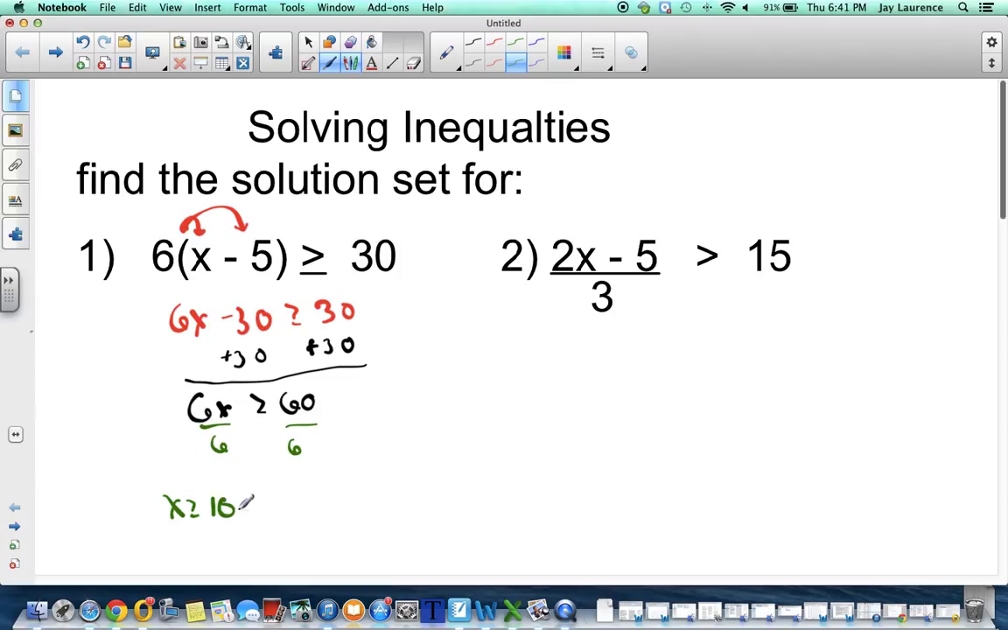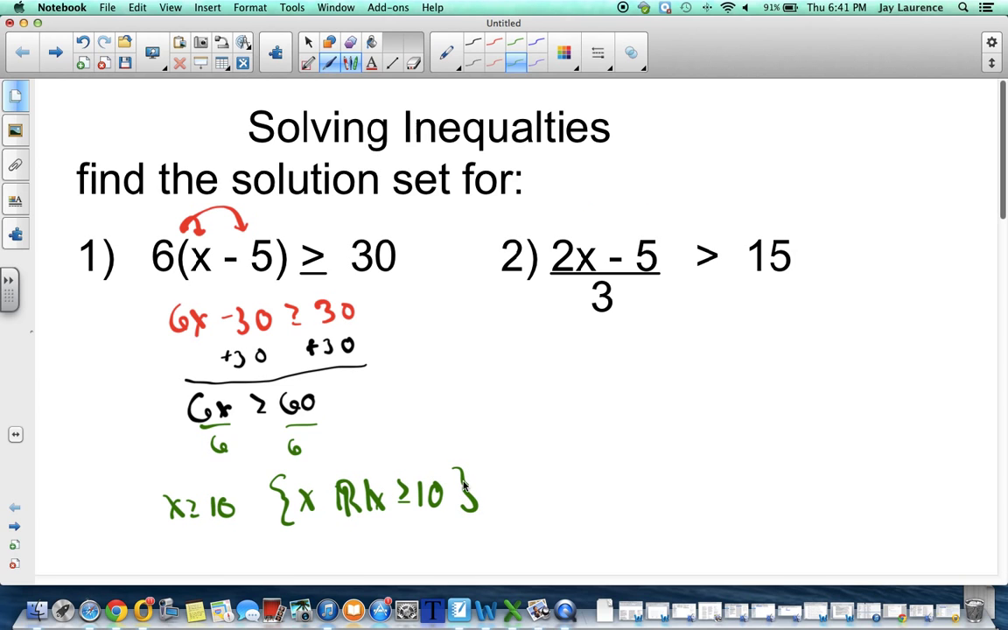Okay, so there's a solution set. There's a solution in words. And a solution set would be x is any real number such that x is greater than or equal to 10. Hopefully you're taking some notes there.